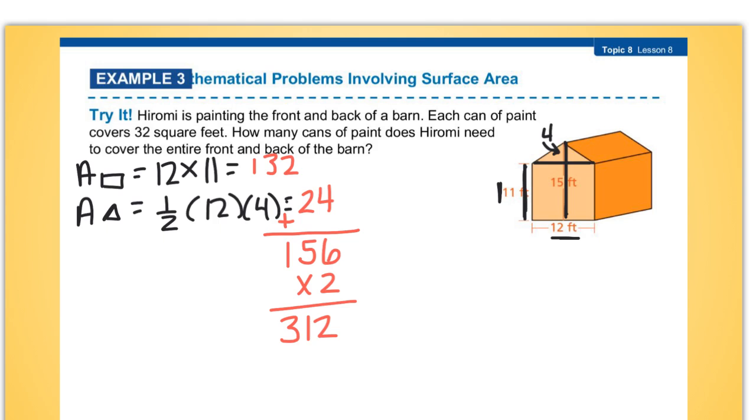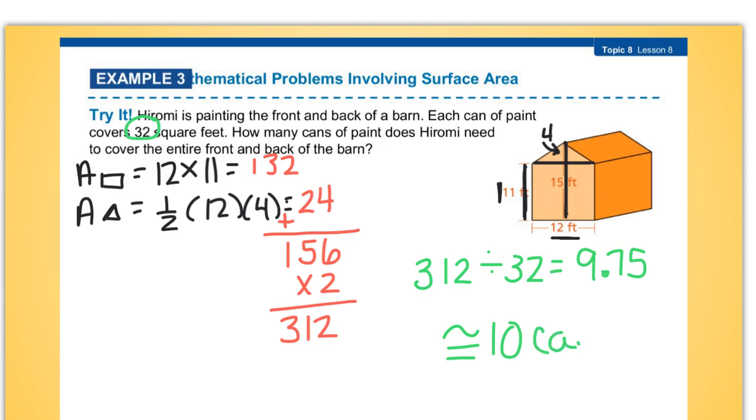Well, I can cover 32 with one can. So let's take our total divided by one can. I'm going to pause you here, finish the problem, and come back for checking. This comes out to be 9.75 cans, but they don't sell partial cans, and 9 wouldn't be enough. So we need about 10 cans of paint.